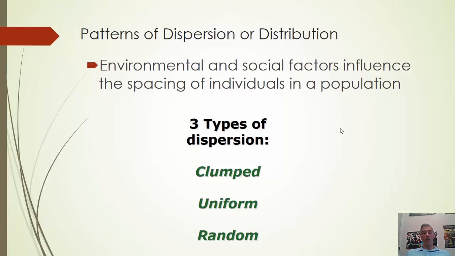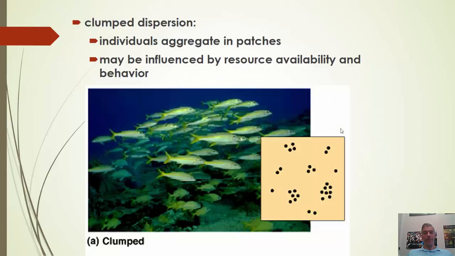There are three types of dispersion that exist: clumped, uniform or even dispersion, and random dispersion. There are different environmental and social factors within that population that will influence the spacing of individuals. A clumped dispersion is the first one we'll focus on, and that's where individuals aggregate into groups. This is influenced by things like resources. If resources are clumped, individuals will tend to want to be around certain individuals. If resources are more evenly distributed, maybe they'll be more evenly distributed.